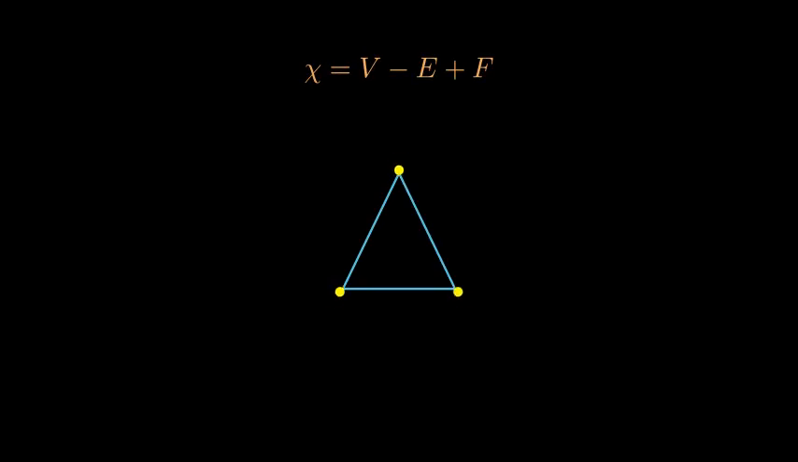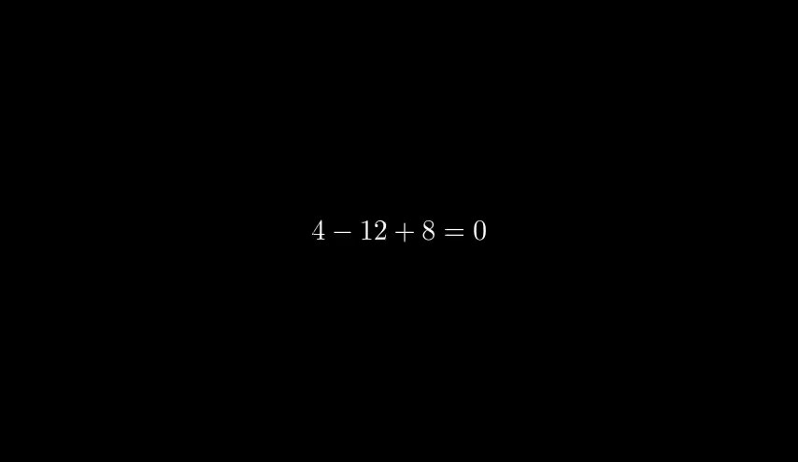To calculate the genus, we use the Euler characteristic. Chi equals V minus E plus F: vertices minus edges plus faces. For a triangulated torus, we have 4 vertices, 12 edges, and 8 faces. 4 minus 12 plus 8 equals 0. So for a torus, chi equals 0. For a surface with b boundaries, the formula is chi equals 2 minus 2g minus b. Since a knot is just one boundary, b equals 1.